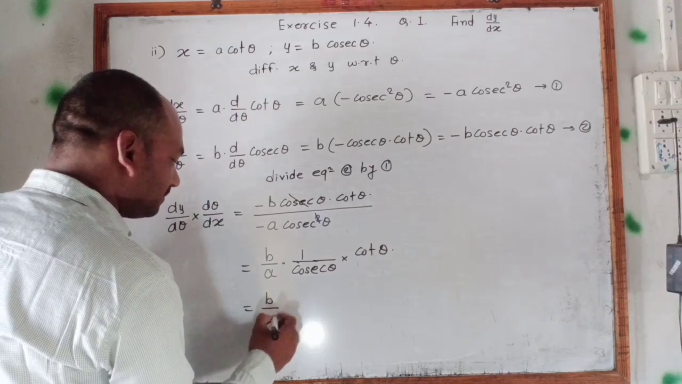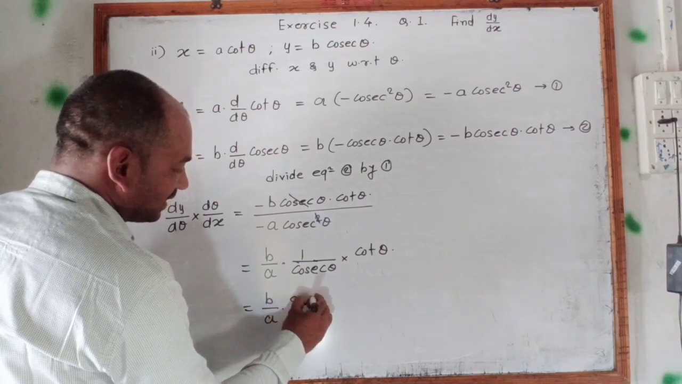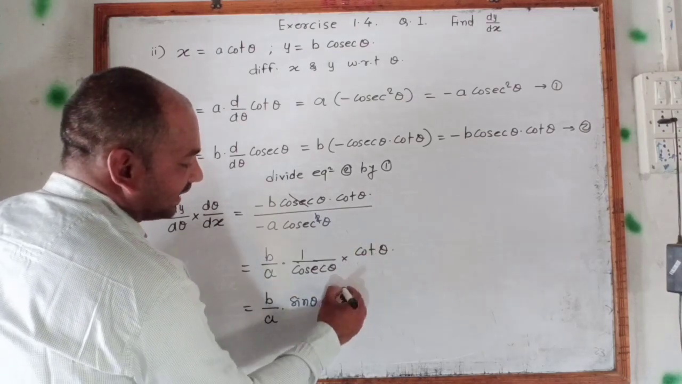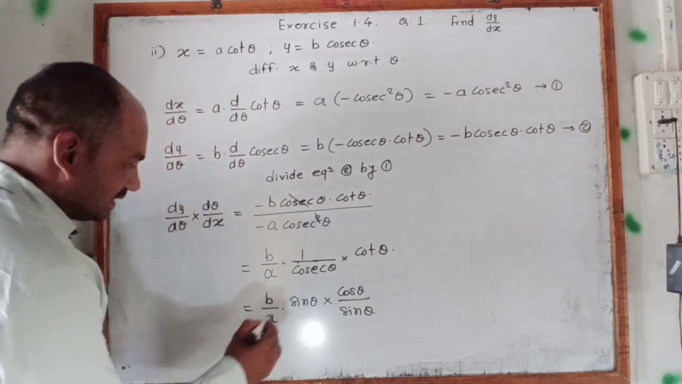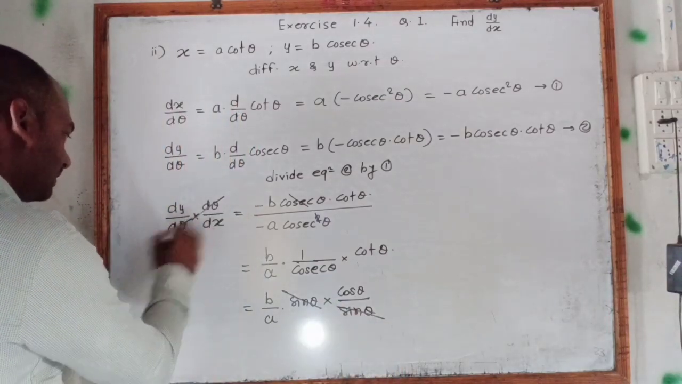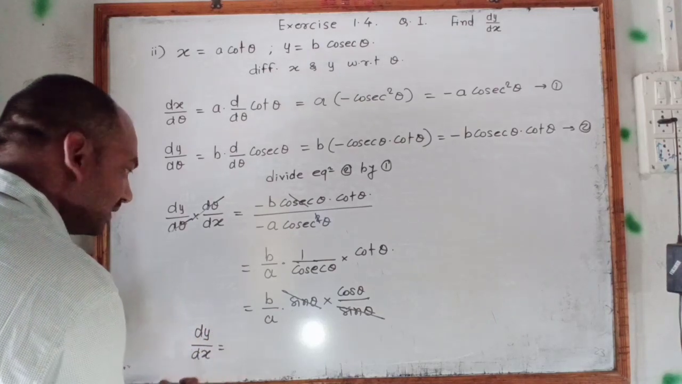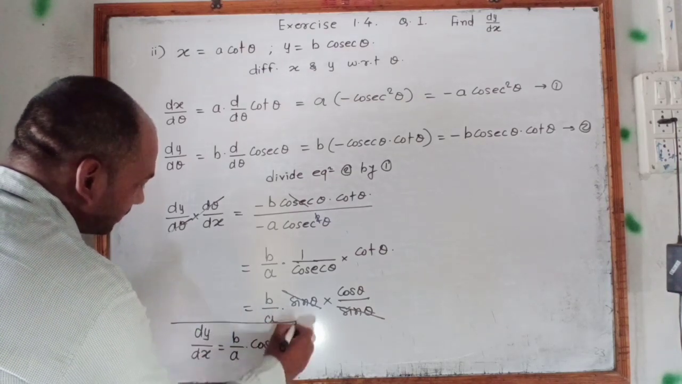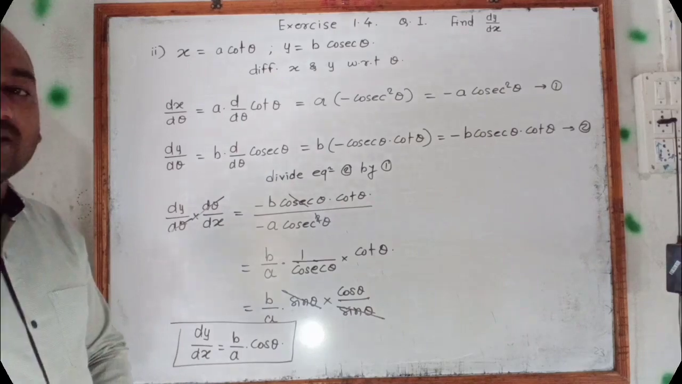Now b upon a into inverse of cosec is sine here, into the cot can be written as cos theta upon sine theta. So finally we cancel sine theta with sine theta, and here also we cancel d theta with d theta. So finally we remain with dy upon dx. It is equal to b upon a into cos theta. So this is our final answer. Dy upon dx is equal to b upon a into cos theta.